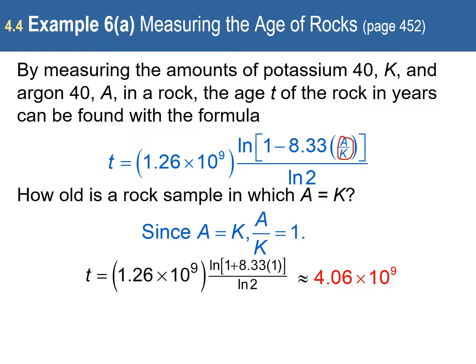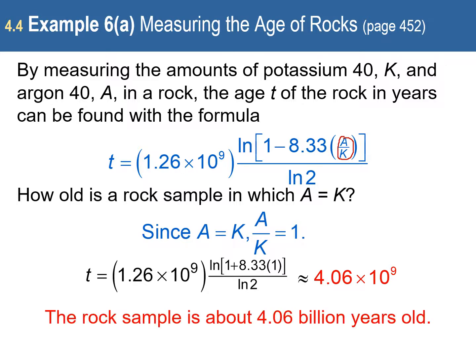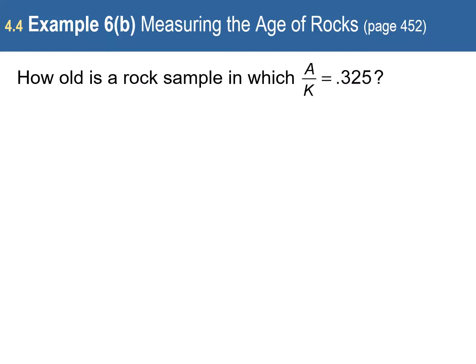All right. So this becomes 1.26 times 10 to the 9th times the natural log of 1 plus 8.33 times 1, divided by natural log of 2. So we get 4.06 times 10 to the 9th. So the rock is about 4 billion years old.